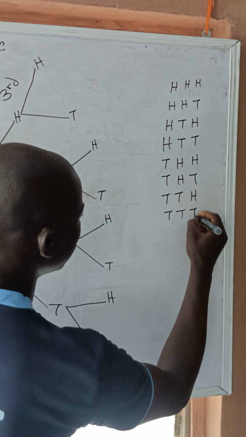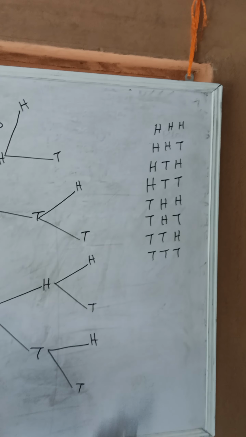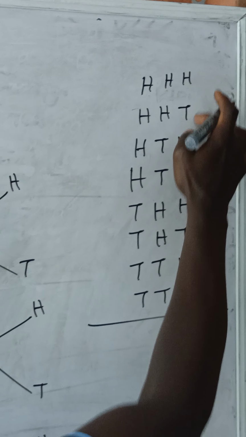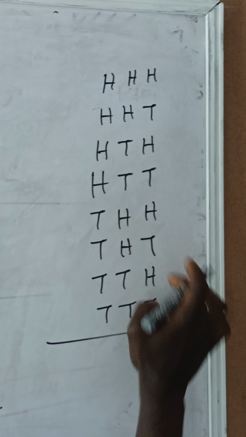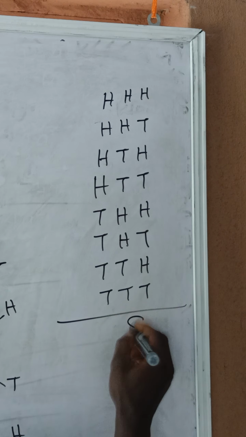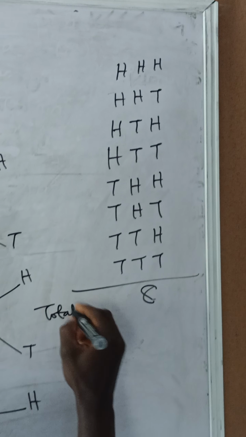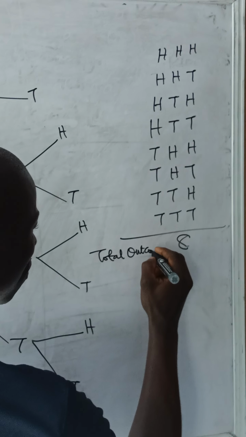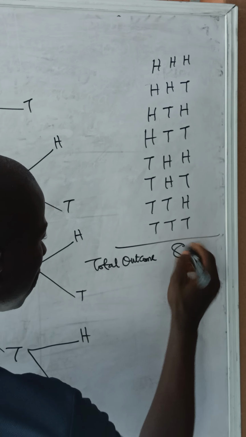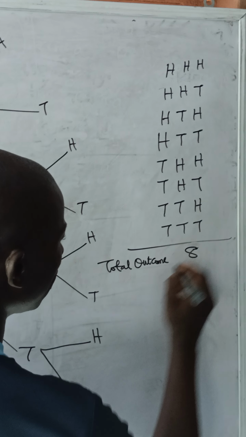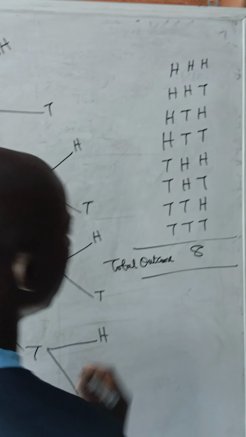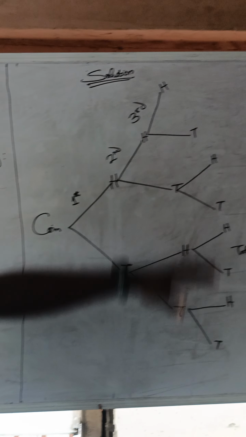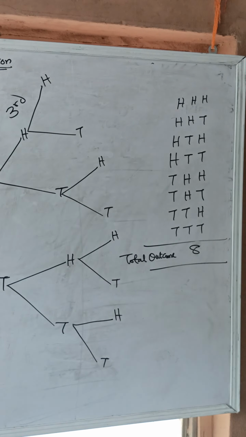If you look at the total outcome now, we have 8. Total outcome: 1, 2, 3, 4, 5, 6, 7, 8. So the total outcome is 8. Are you with me? Once you are able to get this, then we can now face the question.